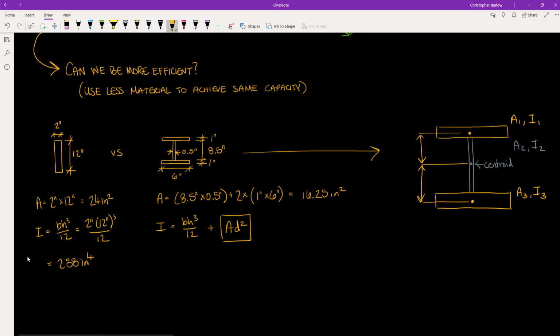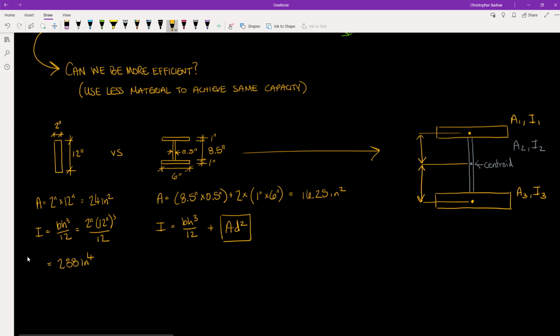Let's first consider a simple rectangular shape. Its area will be equal to the width times the height, or 24 inches squared. And its moment of inertia, which we now know we use to calculate deflection, is equal to the width times the height cubed over 12. And for this rectangular section, we get 288 inches to the fourth.